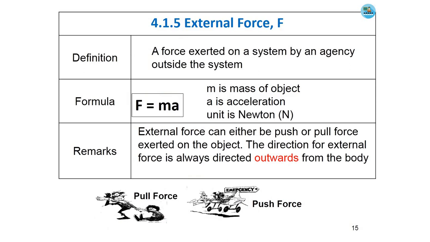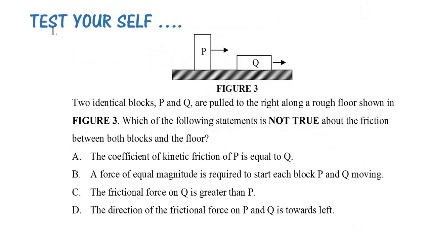4.1.5 External force is a force exerted on a system by an agency outside the system. Formula: F equals ma. m is the mass of the object, a is acceleration. External force can either be a push or pull force exerted on the object. The direction of external force is always directed outward from the body.